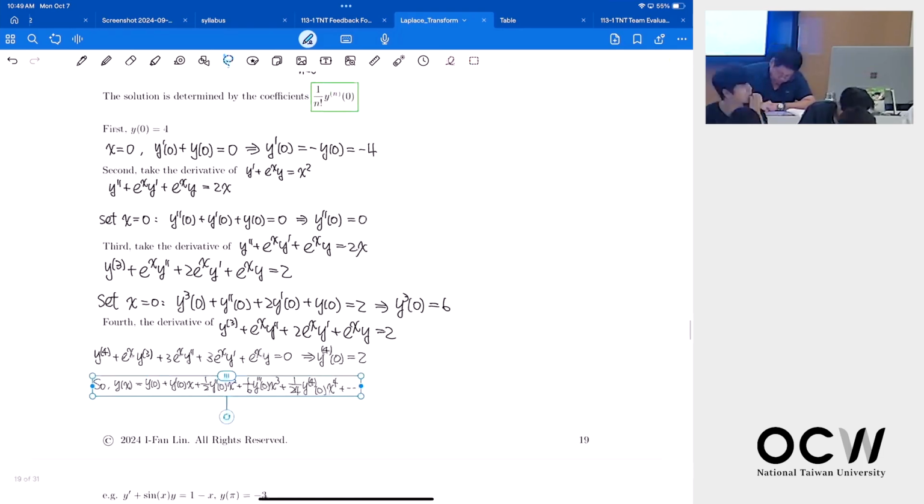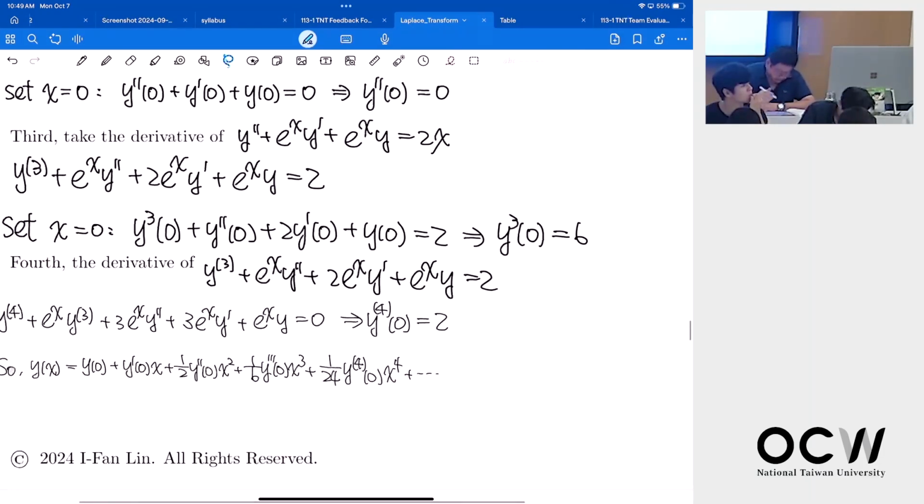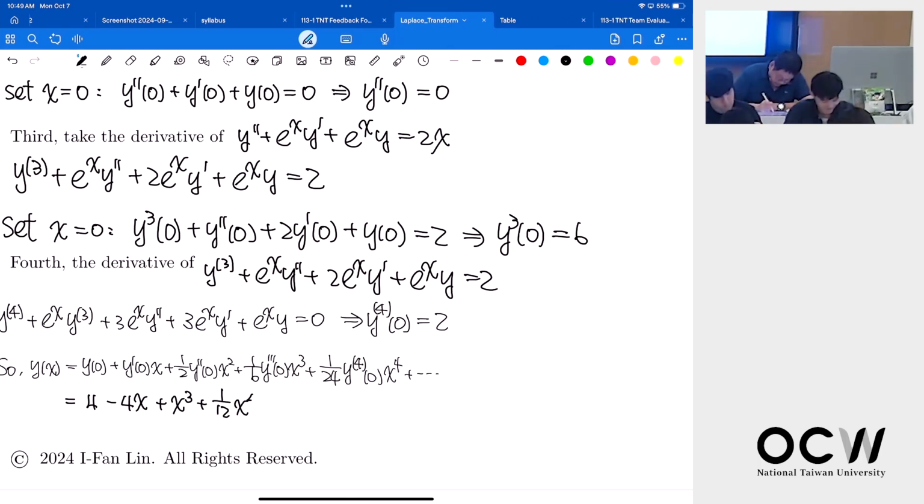And then, so this becomes 4 minus 4x plus x cubed plus 1 over 12 x to the fourth, and so on. That is your solution. And we call this, especially the Taylor series about 0, that will be Maclaurin series. So we call this Maclaurin series.